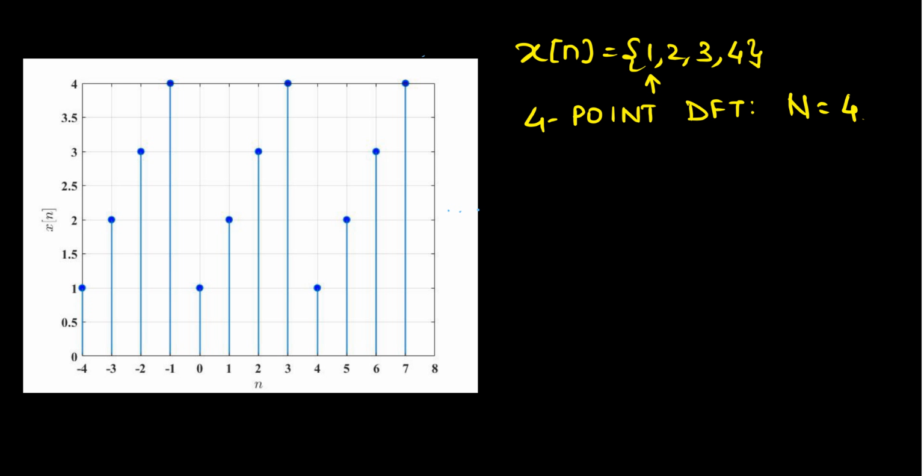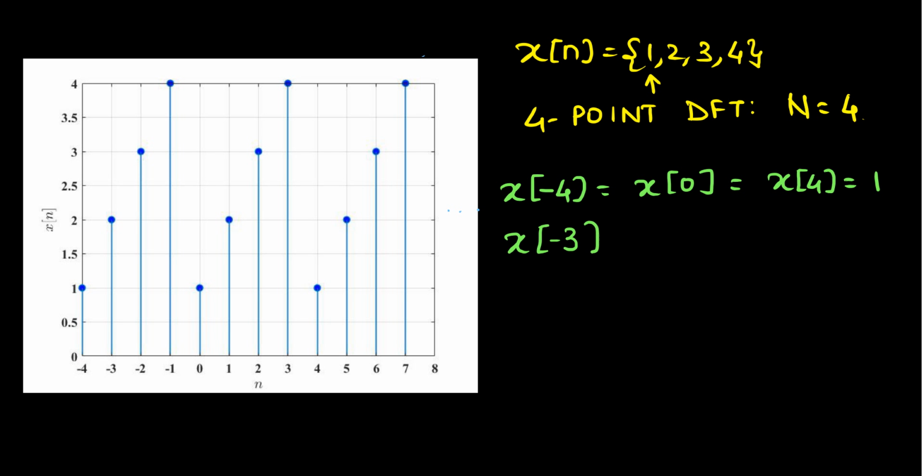So we have x of minus 4 is equal to x of 0 is equal to x of 4, and it is equal to 1. Similarly, we have x of minus 3 is equal to x of 1 is equal to x of 5, which is equal to 2.